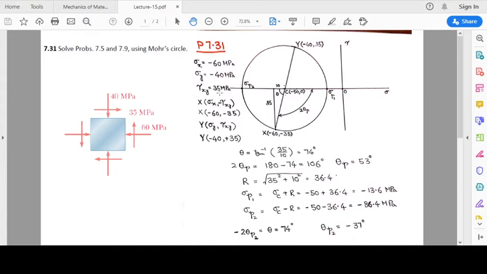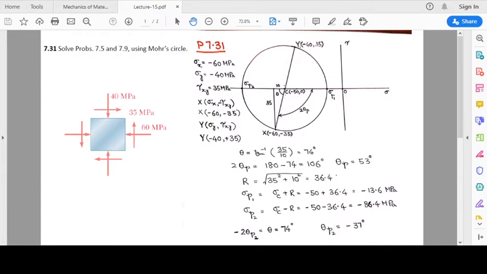xy is 35 megapascals. So point x is going to be sigma x, minus tau xy. Sigma x is minus 60, tau xy is 35. So coordinates of point x are going to be minus 60 and minus 35. And coordinates of point y are going to be sigma y and tau xy. Sigma y is minus 40 and tau xy is 35. So minus 40 and plus 35 are going to be the coordinates of point y.